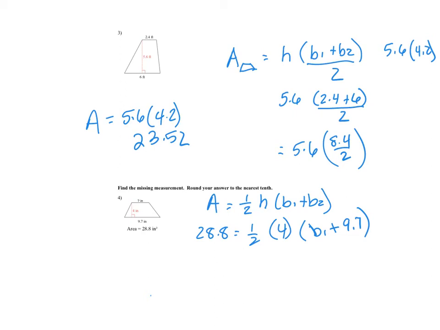So we got 28.8 equals 2 times B1 plus 9.7, because 1/2 times 4 is 2. Now when I divide by 2, I get 14.4 equals B1 plus 9.7, and I subtract 9.7 from 14.4, and I get 4.7.